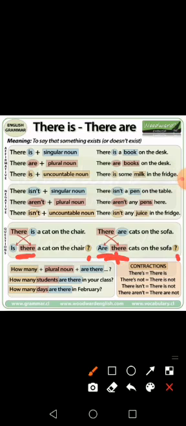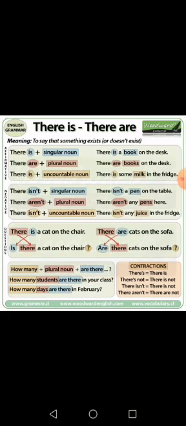For example, if you want to ask about the number, how many plural nouns are there? We use a plural noun with "are." How many students are there? Students, plural noun. How many days are there? We use "are" with days. Why? Because days are a plural noun.